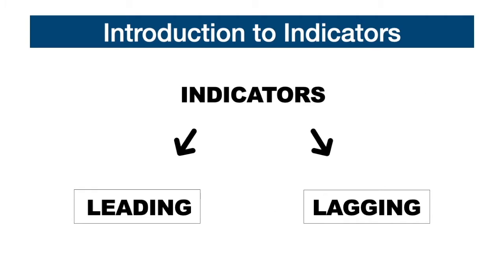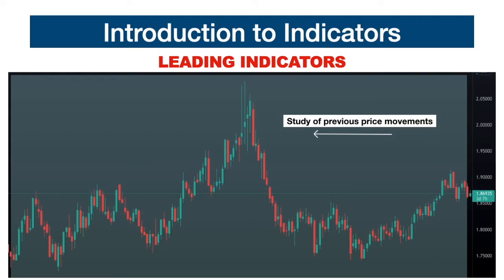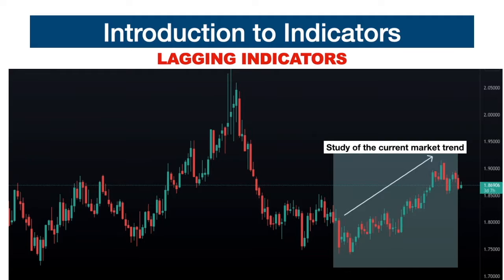There are two types of indicators: the leading indicators and the lagging indicators. Leading indicators are used to predict future price trends through the statistical study of previous prices. Lagging indicators, on the other hand, are used to predict the future trend of prices through the signals given by the current market trend and price action.